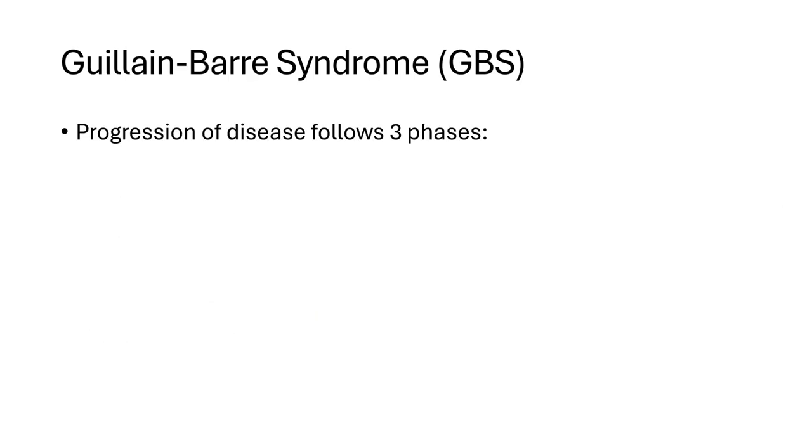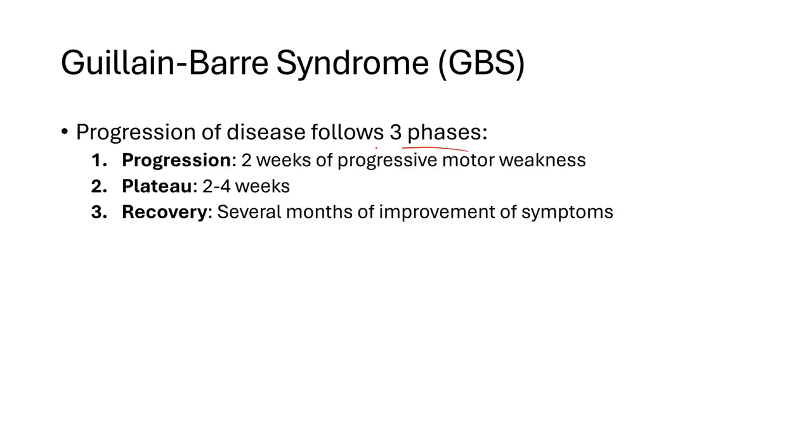Now, with Guillain-Barré syndrome, it's typically a progressive disease and has 3 main phases. Those phases are going to be your progressive phase, which is typically 2 weeks.